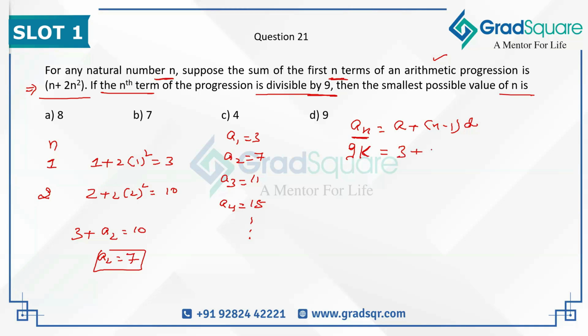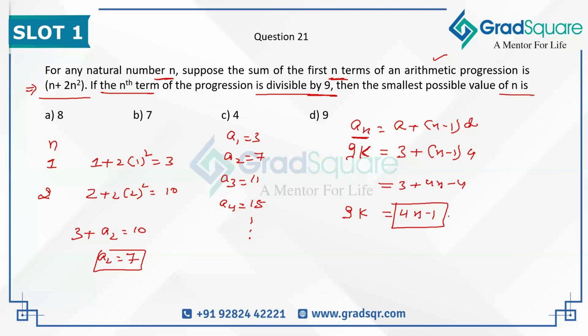First term is 3. Common difference is what? Common difference is 4. So this number turns out to be 3 plus 4n minus 4. So then this gives me 4n minus 1 as the multiple of 9. Now, for what minimum value of n will 4n minus 1 turn out to be divisible by 9 is what we need to look at, right?